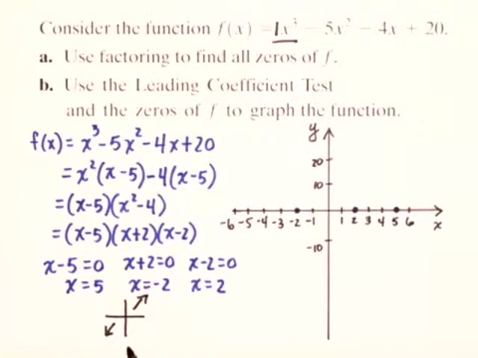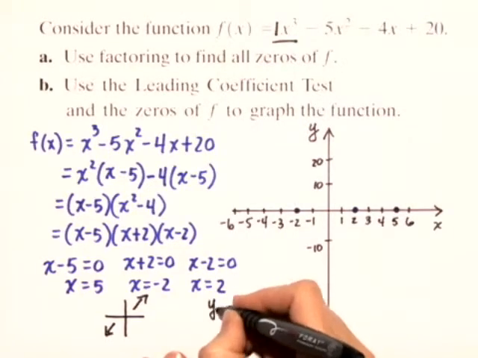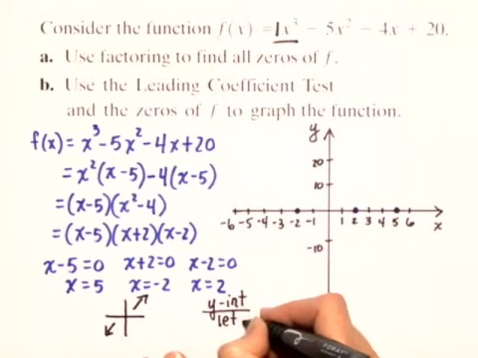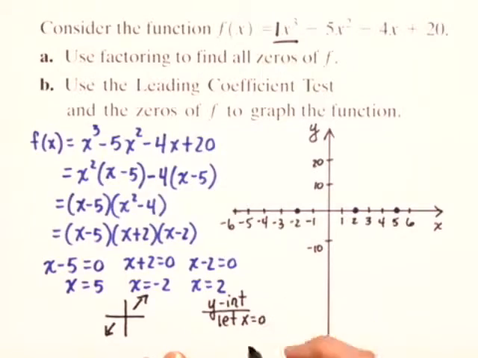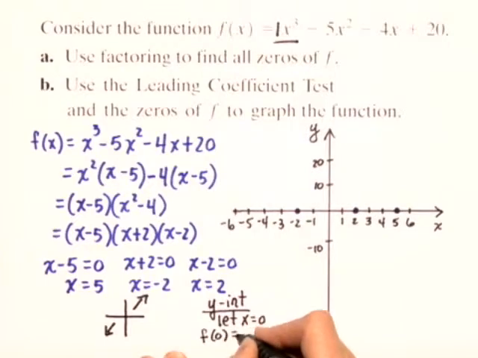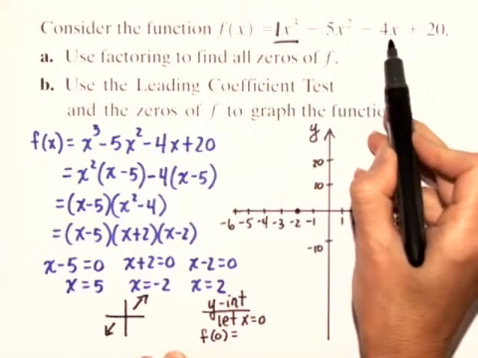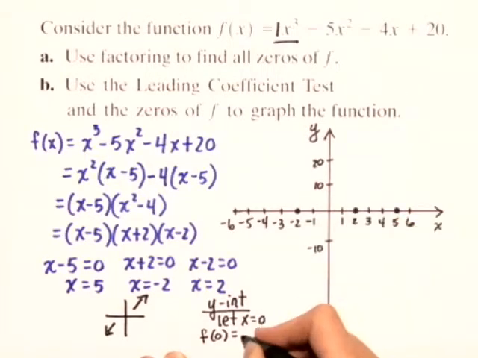So, using this information along with our zeros, we can also do one other thing to get a little bit more accurate of a sketch. We can look at the y-intercept. The y-intercept will occur whenever we let x equal 0. If we let x equal 0 in our original function, f of 0 gives us 0 here, minus 0 again, minus 0, plus 20. So we'll see that 20 is our y-intercept.